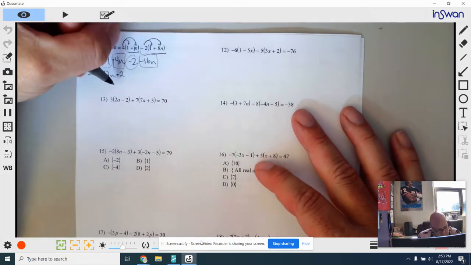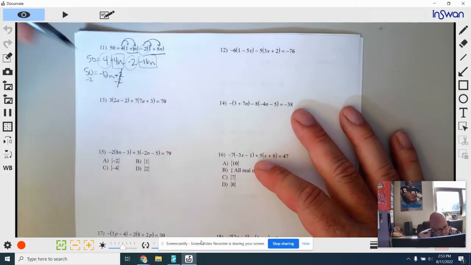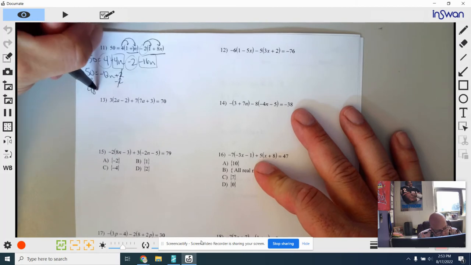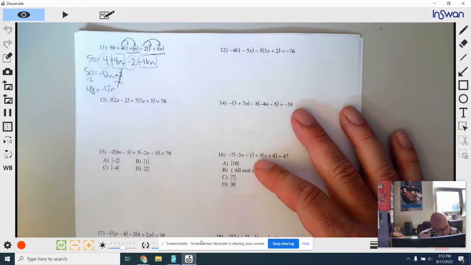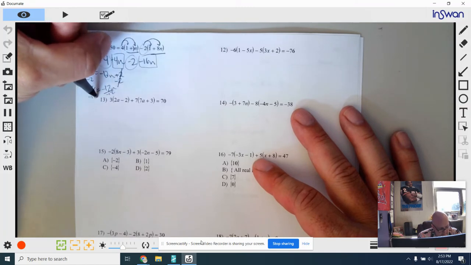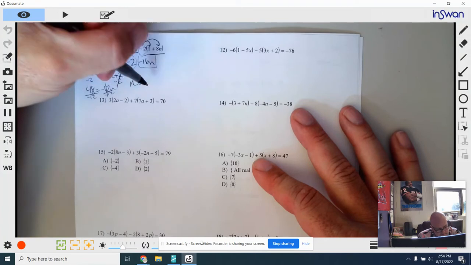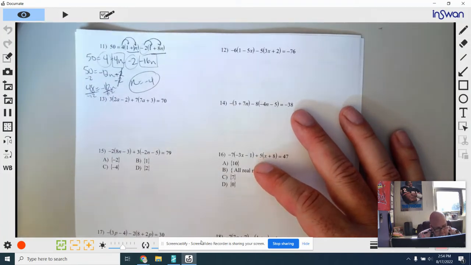Okay, keep solving. So I'm going to subtract 2 to both sides. Try to isolate my variable. You get 48 is equal to negative 12n. We would divide both sides by negative 12 at that point. We get n is equal to a negative 4.